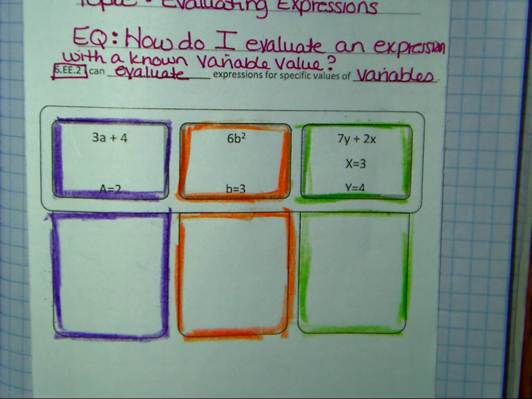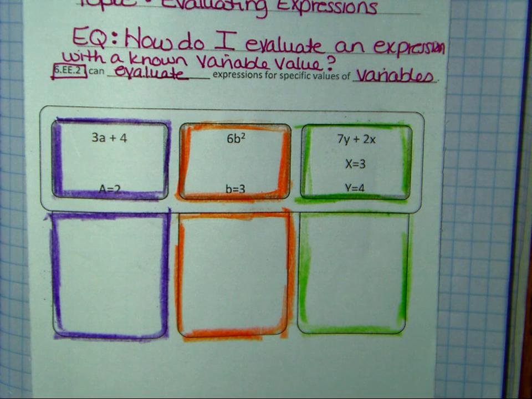Okay, so if we look at the purple on mine, I don't know what color you have on yours, but I have the purple. It has 3a plus 4. And it's telling you that the variable value for a is going to be 2. So to solve this, basically we just plug in that value. Wherever the variable is, we now change it to say the variable value.